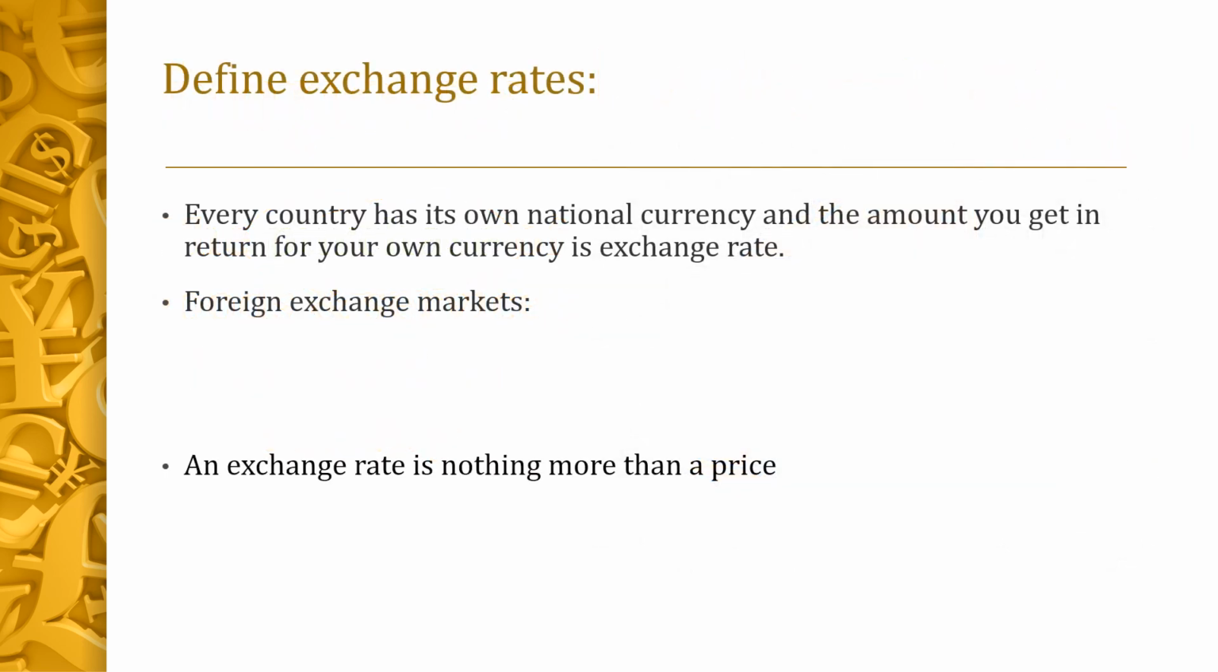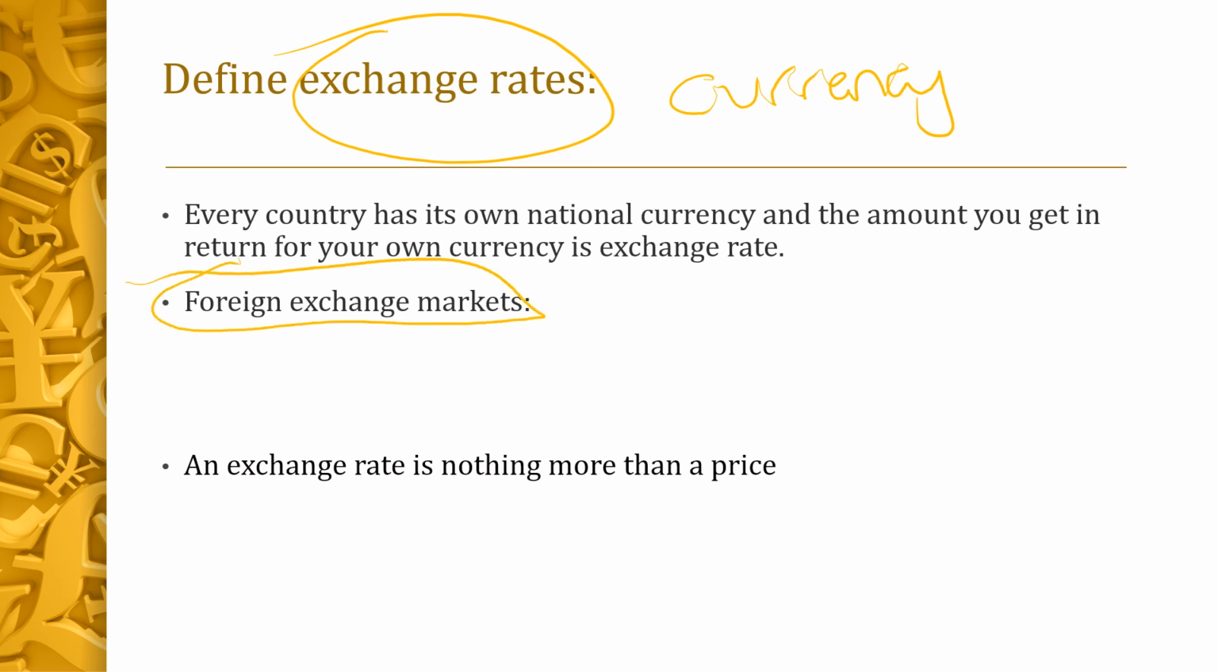Now, definitely you've heard of the term exchange rate, but what does it mean? Every country has its own national currency. And the amount you get in return for your own currency is called our exchange rate. Now, where do we exchange our currency or the money that we have to get another currency? We do that in something called a foreign exchange market. So a foreign exchange market is a place where payments for imports and exports are done.